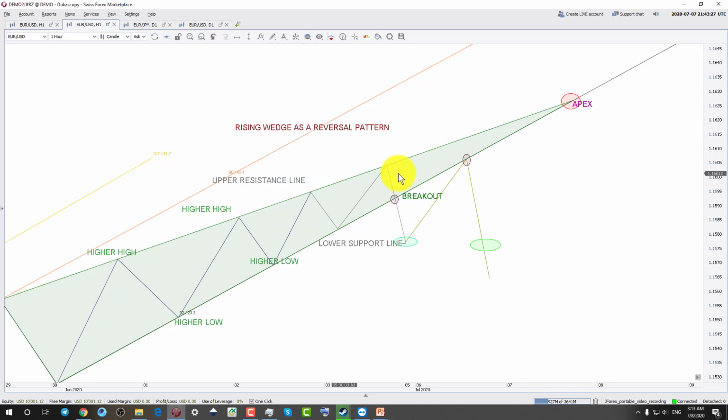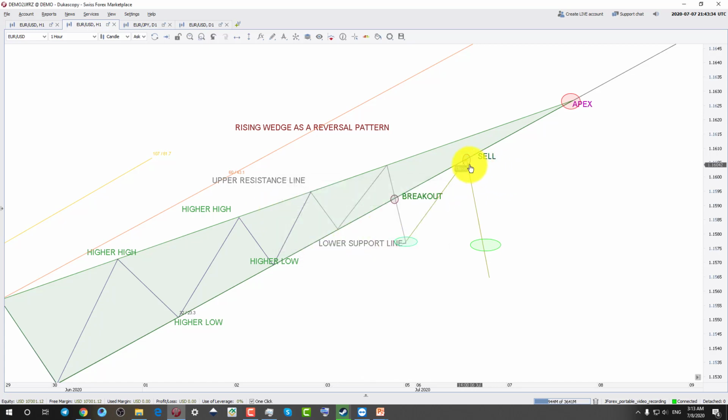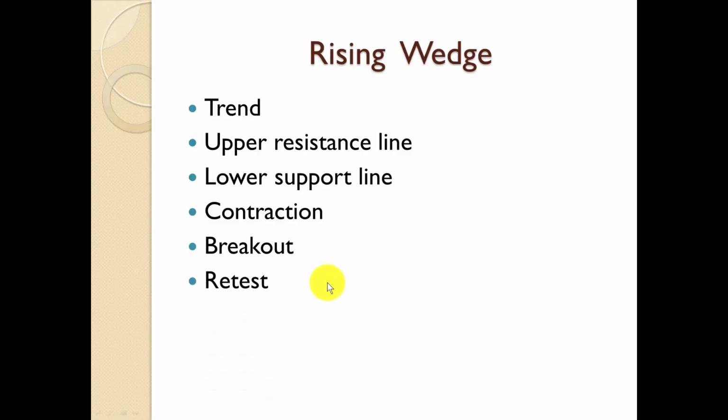how I trade this pattern is that I open sell positions at the retest. I speculate that the market will not move higher than this upper resistance line, okay, and I tend to keep a stop loss above this line. As for my take profit target, in this pattern there are no definite targets. There are no measurable targets, I must say, in this pattern.